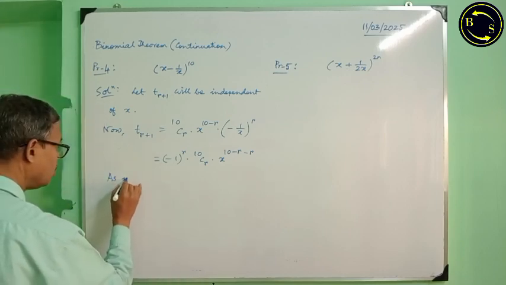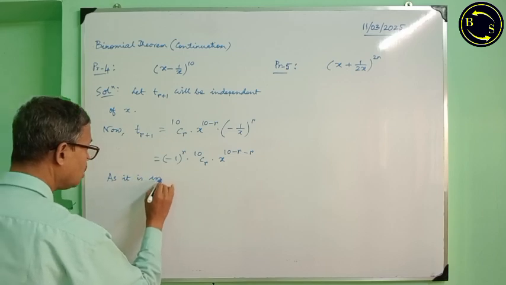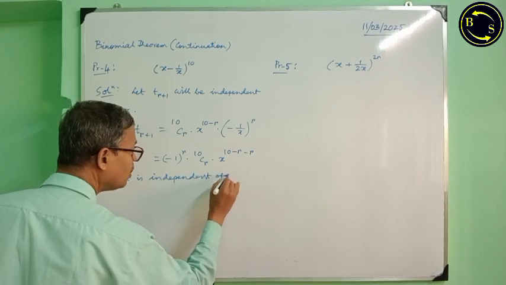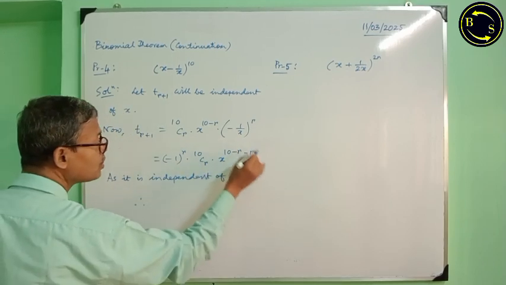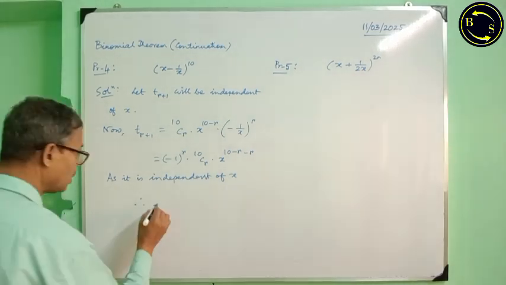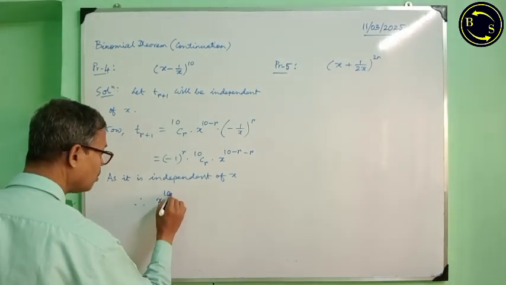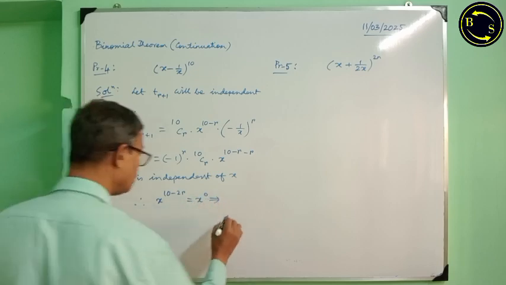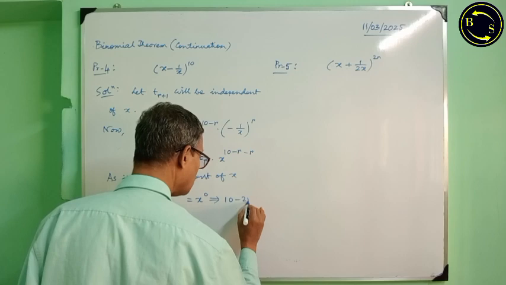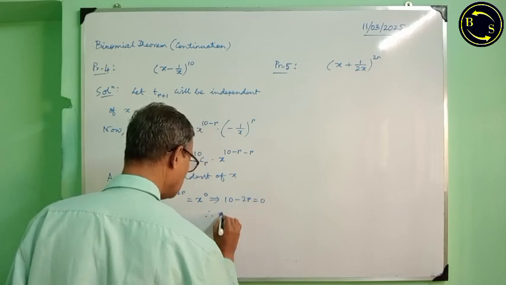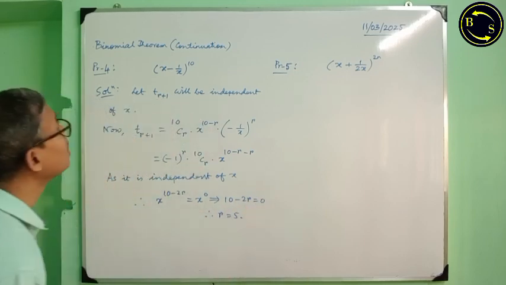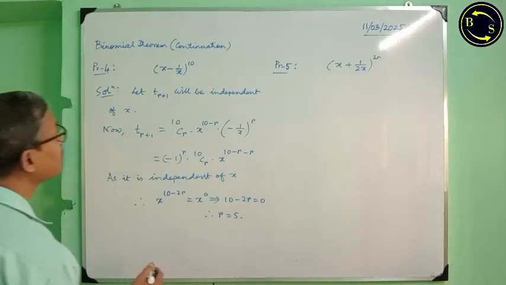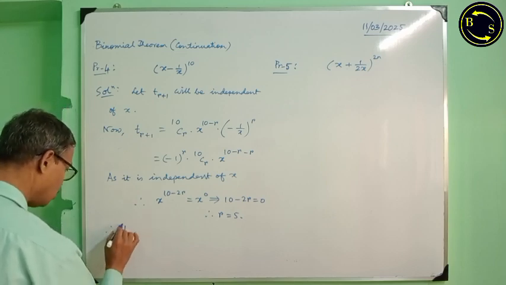As it is independent of x, therefore the power of x will be 0, that means x to the power 10 minus 2r is equal to x to the power 0. From that 10 minus 2r is equal to 0, therefore r equals 5. We have to find the term independent of x, therefore the required term.